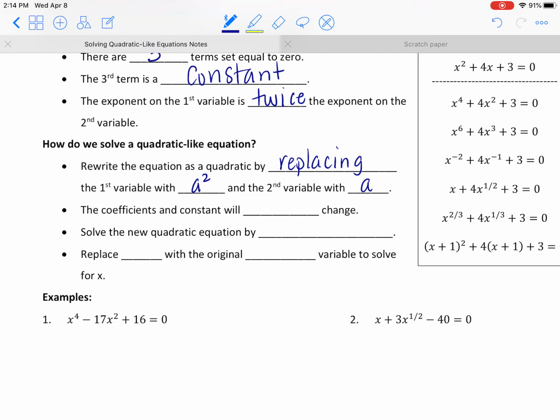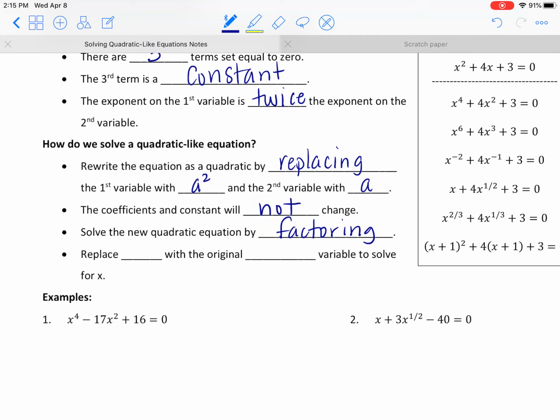We're replacing or substituting the first variable with a squared and the second variable with a, or a to the first. Every single time, doesn't matter what those variables are, we're going to replace them with a squared and a so that we can make it a quadratic, because we know how to solve the quadratic. And again, the coefficients and the constants are not going to change. They will not change. And then the new quadratic that we've written, we're going to solve by factoring.